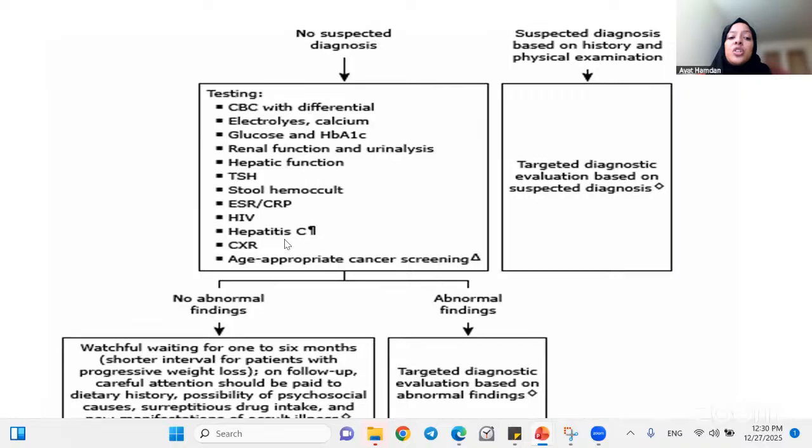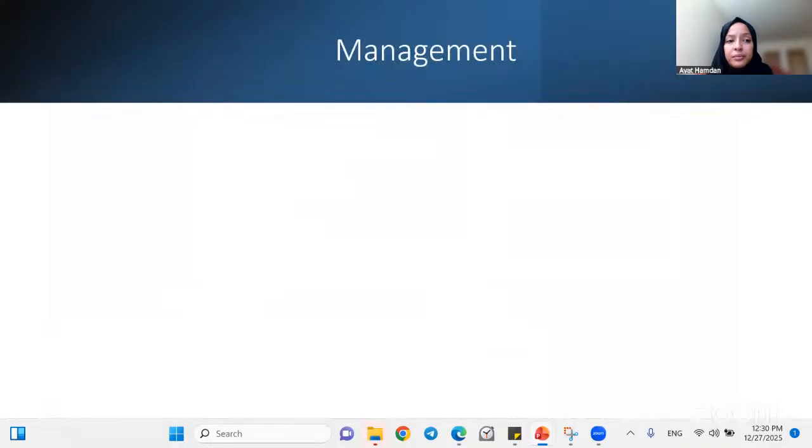And if we need to do a chest X-ray, and then of course you do the age-appropriate cancer screening. If you find a diagnosis, that's it. You will target your management and further evaluation for that diagnosis. If you didn't, then you do a watchful waiting for 1 or 6 months. And then if you need a shorter interval, you will do that. If not, you will just pay attention whenever he's coming for dietary history, if there is any possibility of psychological diseases, if there's any medication intake that you need to be careful of.